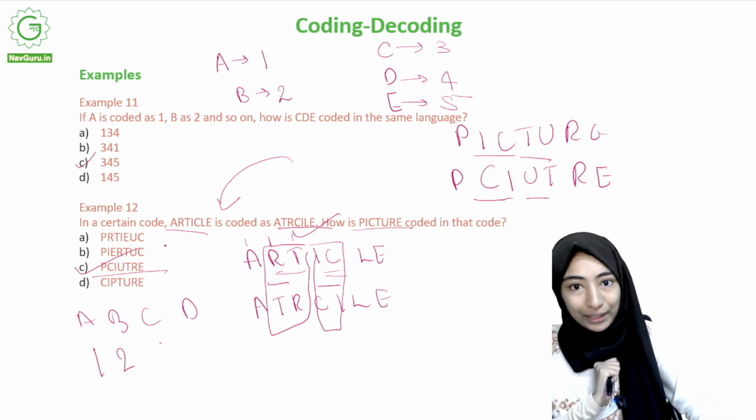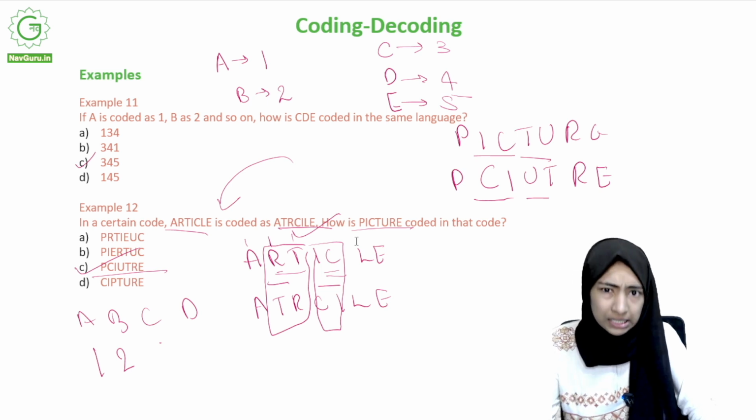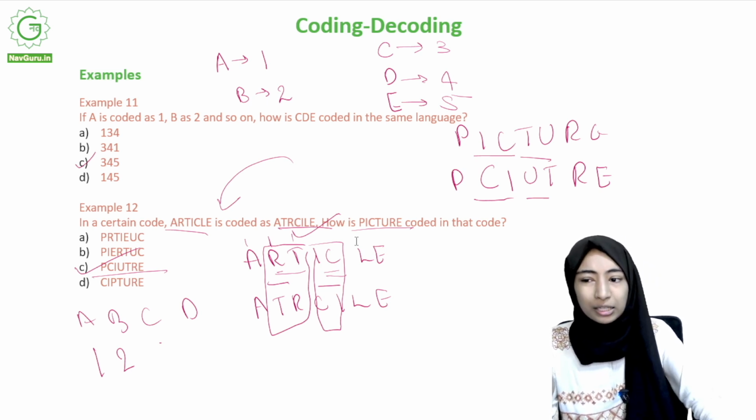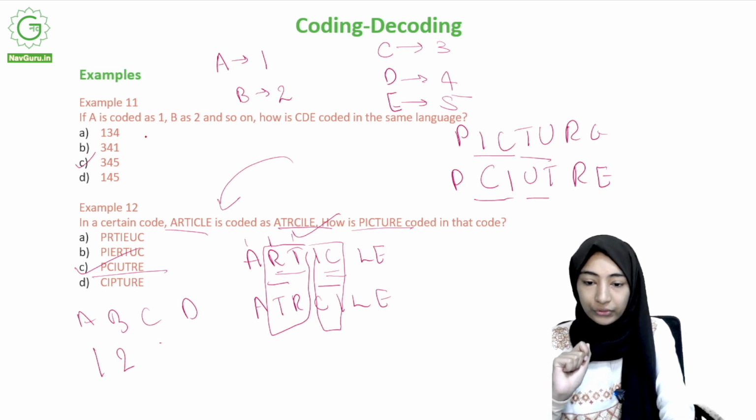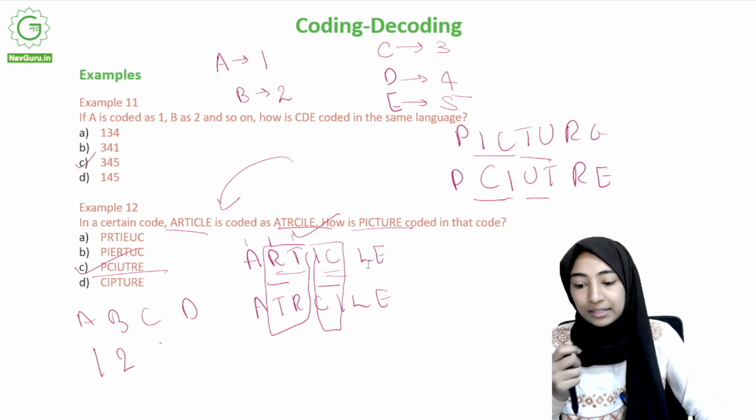So we are done with coding and decoding. We've also done a couple of questions. As you see, it's easy, right? It's not too difficult, but some questions might take a lot of time. Practice makes a man perfect, right? So practice is all you need to have.